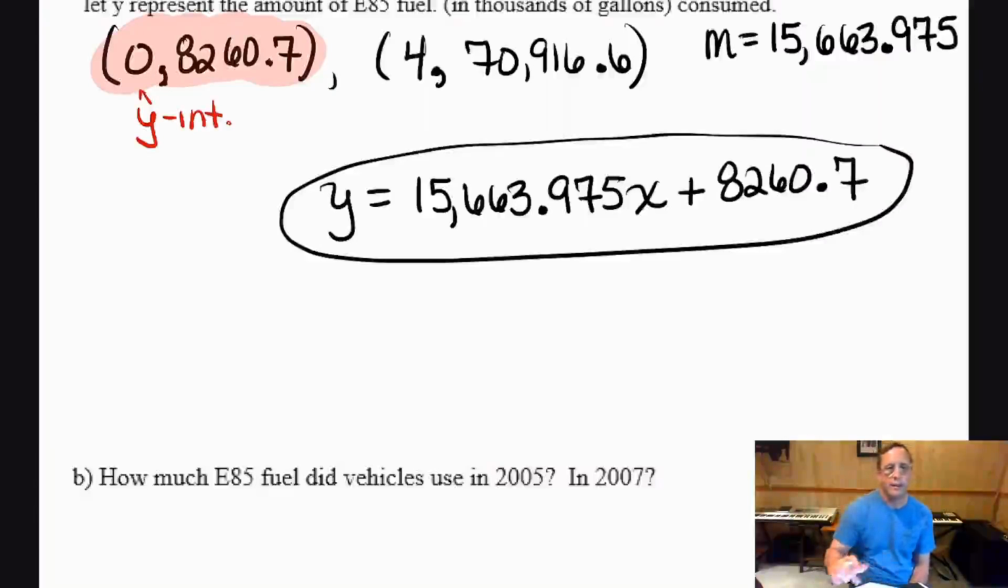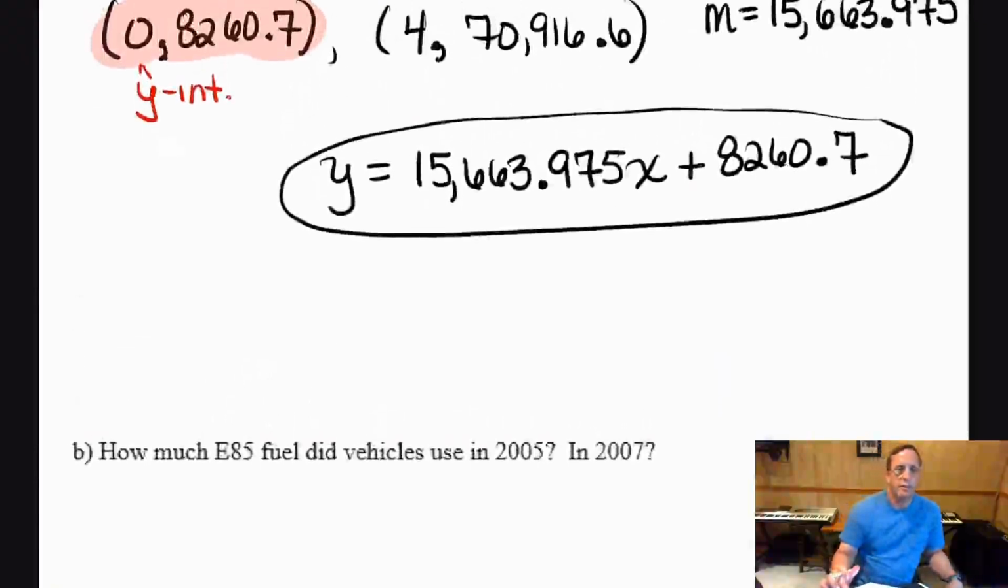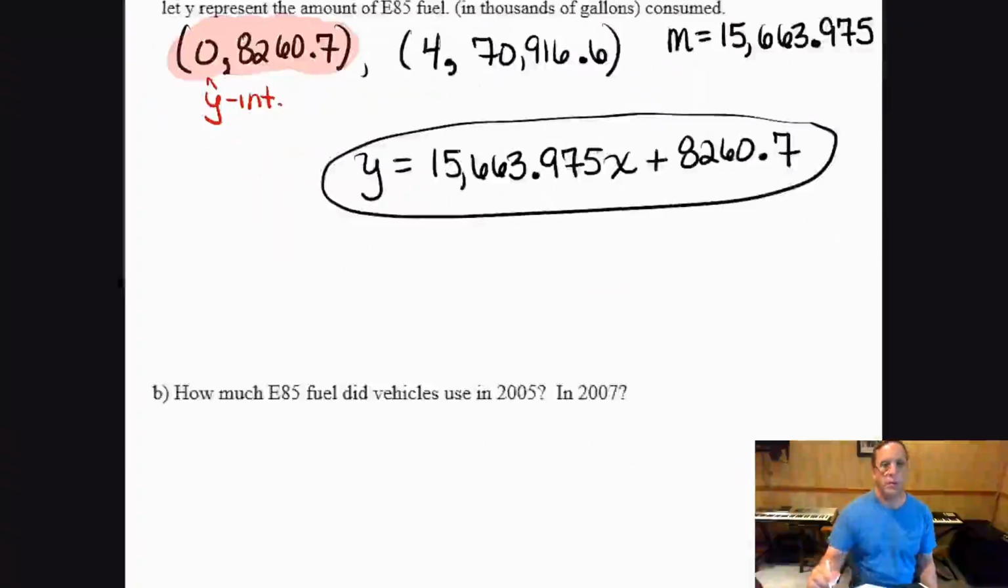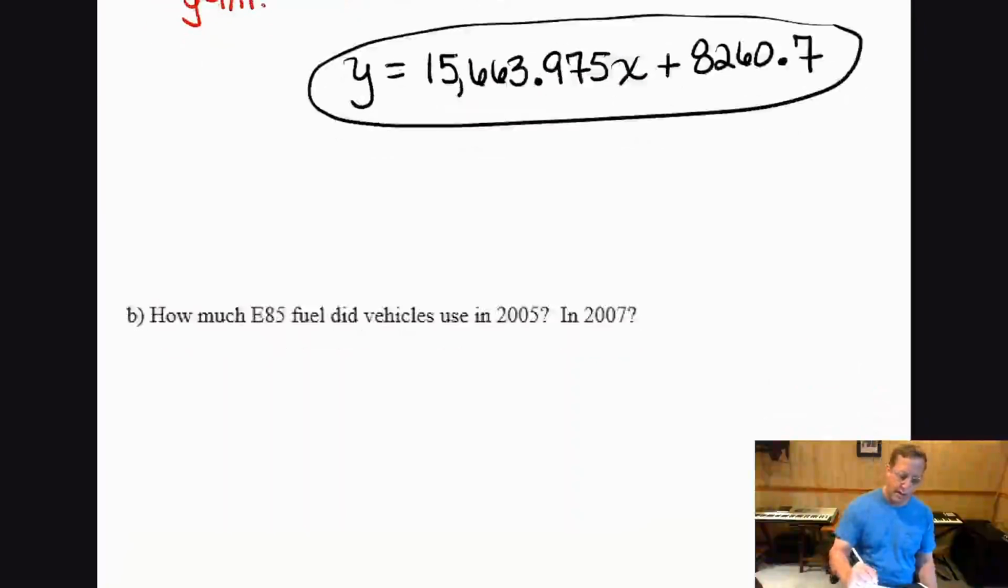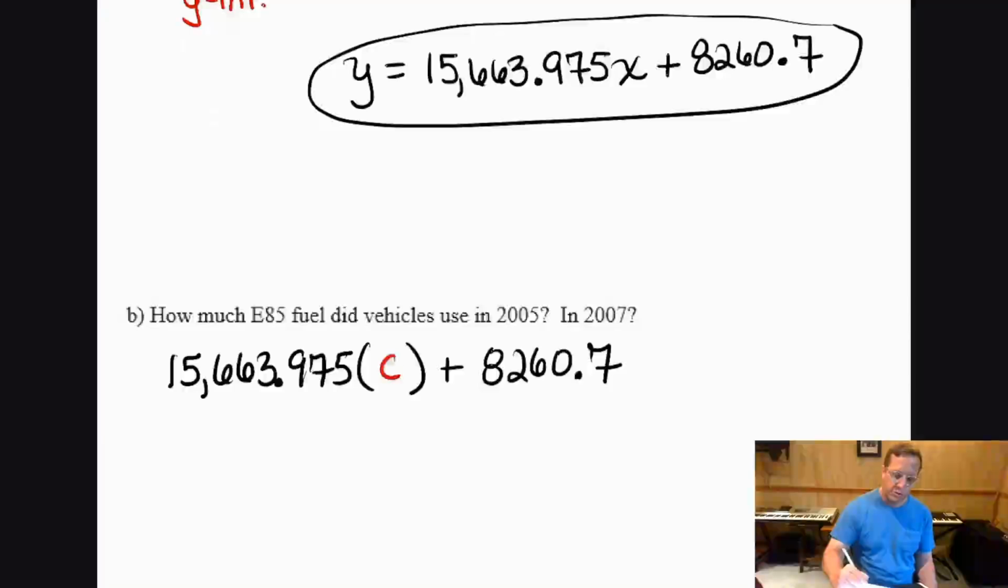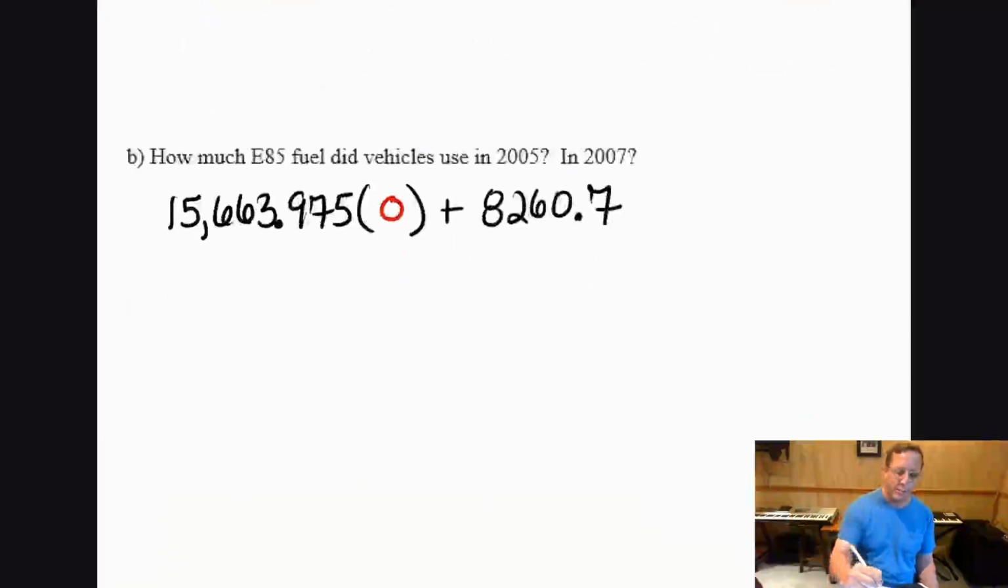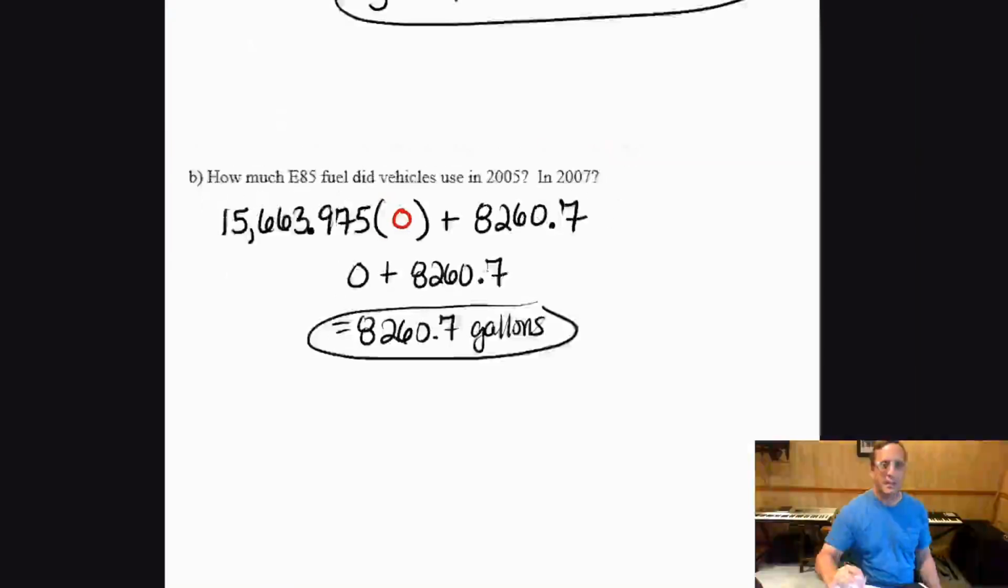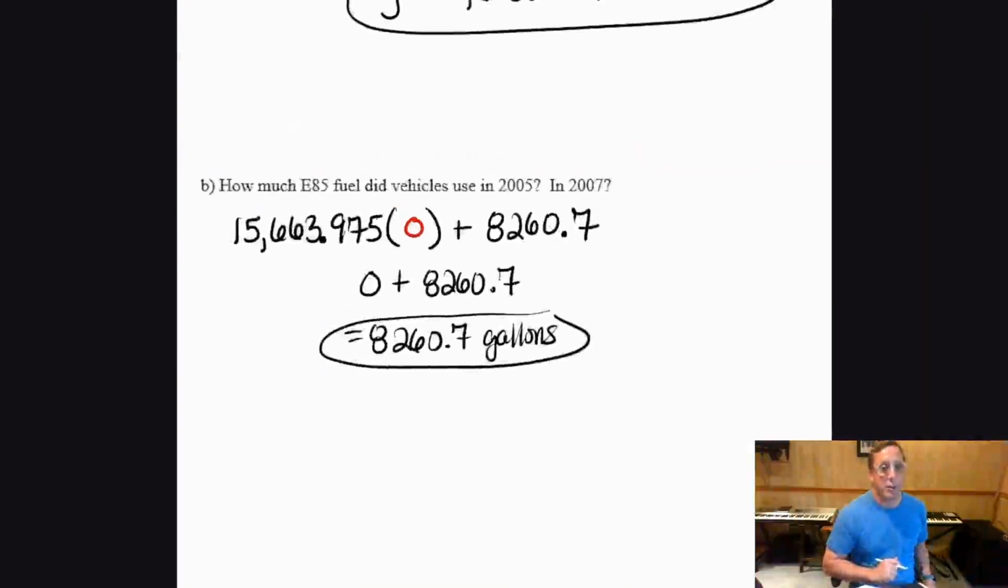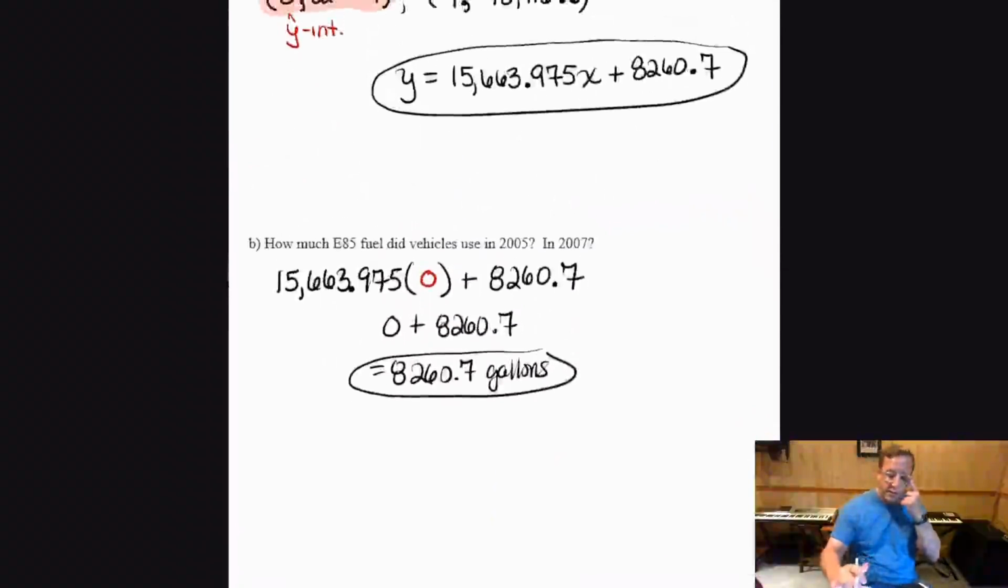All right, and how much E85 fuel did the vehicles use in 2005 and in 2007? Well, 2005 is 0 years after 2005. So when we evaluate that, we're going to put a 0 right here. And anything times 0 is just going to be 0. So you got 0 plus 8,260.7, which is equal to 8,260.7. I think it's 8,260.7 thousand gallons, but we've got the number that we need.